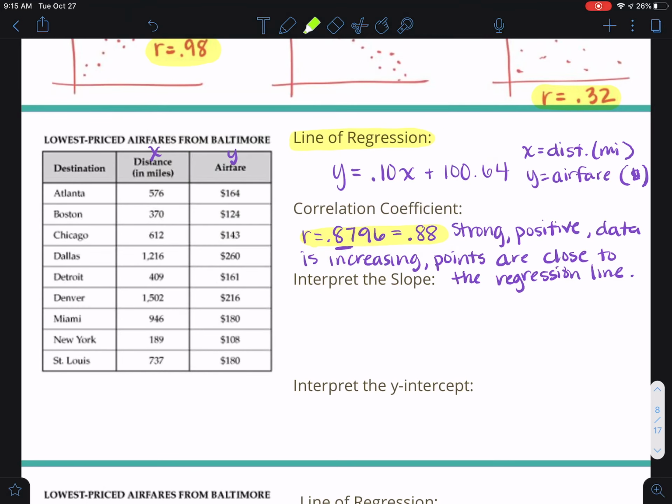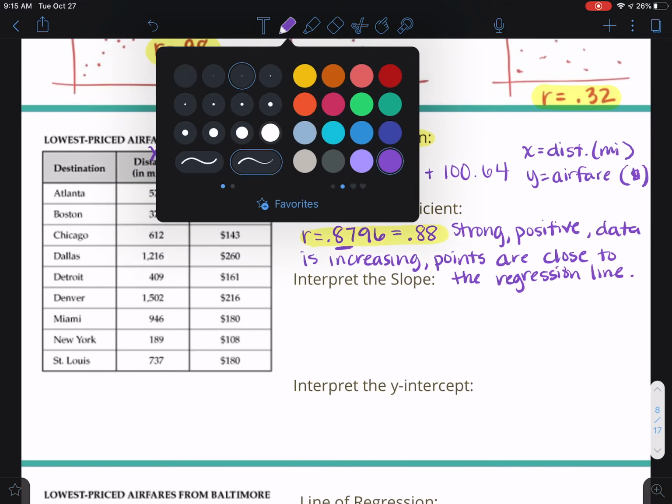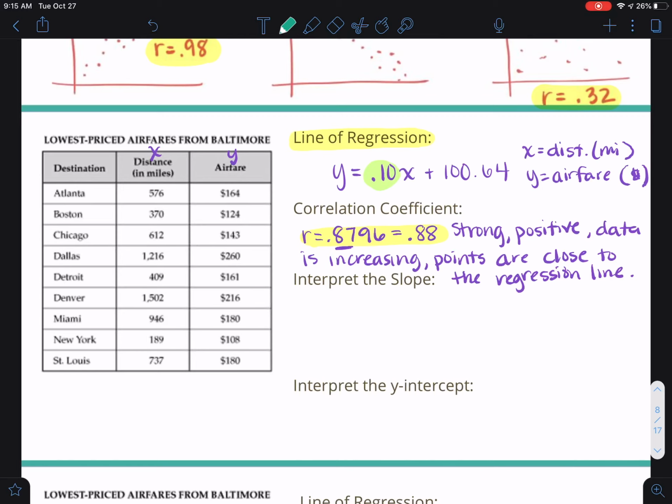Okay, so now we want to interpret the slope. So remember, slope tells you how something's changing. So in this problem, let's change our color so it doesn't run. My slope is going to be the m value. So my m here is 0.10. Slope is always telling you what the y value does. So we're going to say the airfare, and since it's positive, it's going to be increasing. The airfare increases. Now remember, airfare is in money, so we're going to say that it's increasing by about 10 cents per mile that you fly.